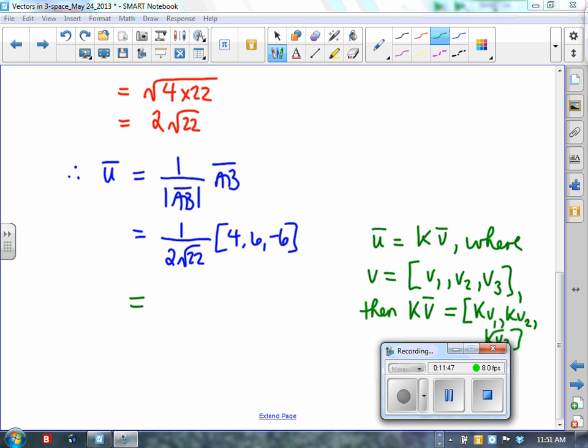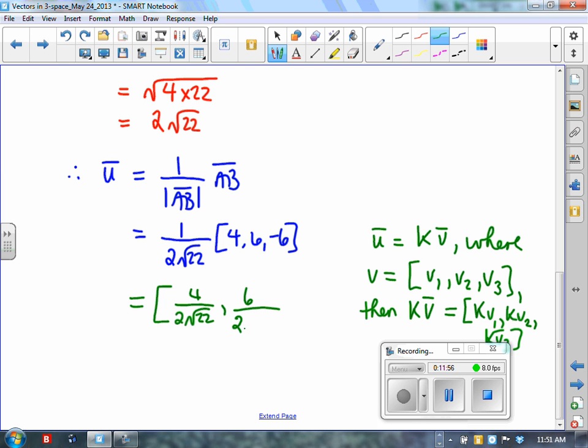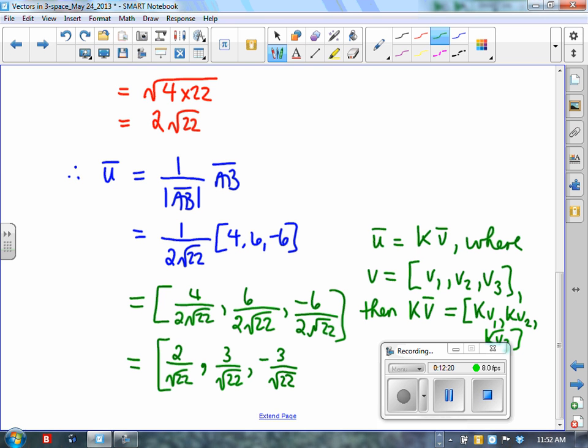So with that being said, what we're going to end up with would be 4 over 2 root 22, followed by 6 over 2 root 22, and lastly, minus 6 over 2 root 22. Moving forward one more step, we'll just simplify and knock out the 2's in the denominators. So we'll have 2 over root 22, 3 over root 22, and minus 3 over root 22. So this would be the endpoint for a unit vector to the vector AB in 3 space.